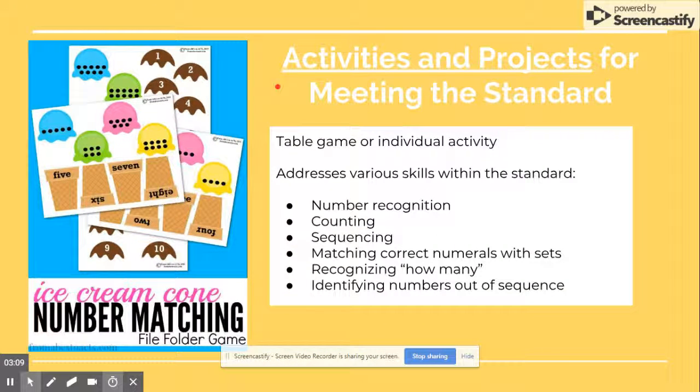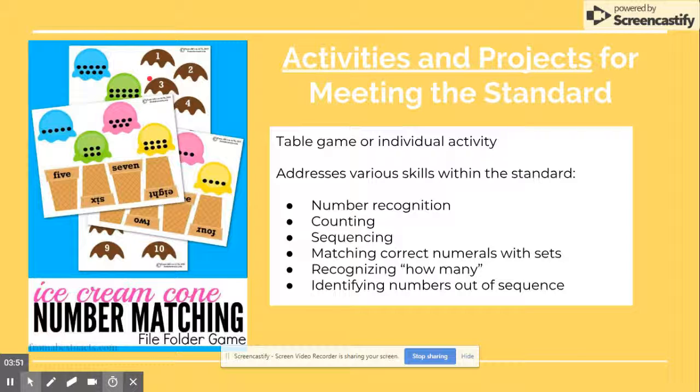So here are some activities that I chose for this particular standard. Here's a game that I found, and I've done something similar in the past, but this one is even better because it has various skills within the standard addressed. So in this game, they can do number recognition because they're looking at the numbers. They're counting the dots. They are sequencing because they can put it in order from first, second, third, one, two, three, four, five. They're matching the numbers themselves to the numerals and the English as well. So there's three things going on, and they will need to identify it out of sequence.